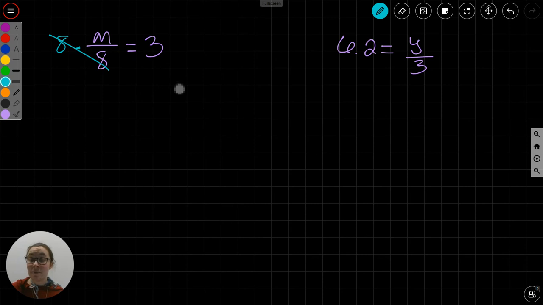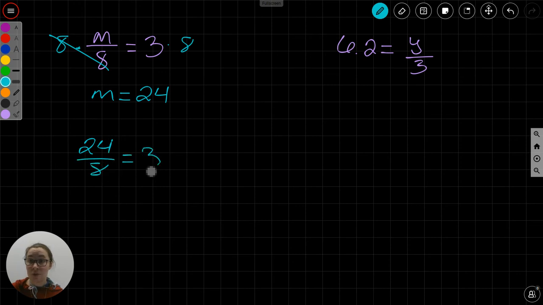However, I'm not done, because now I have m equals 3, and that's not correct. I haven't finished yet, because what I do to one side of the equation, I have to do to the other, times 8. Now, m equals 3 times 8, which equals 24. All right, let's check that. Always check your answers. 24 over 8 equals 3? Well, 24 divided by 8, 8, 16, 24, that's 3. So, check. We have our solution.